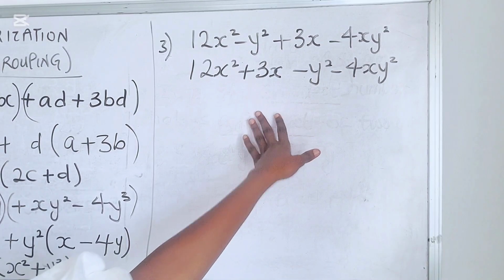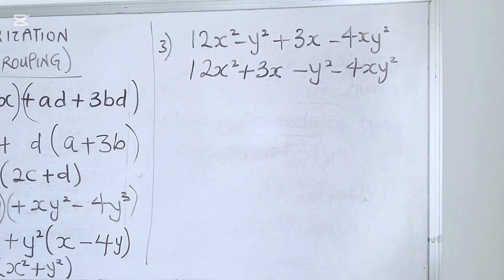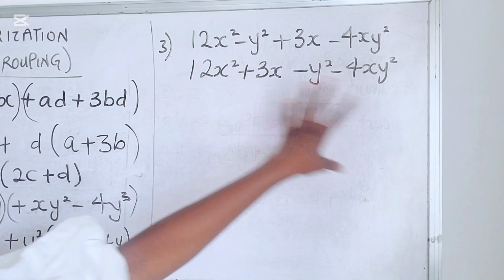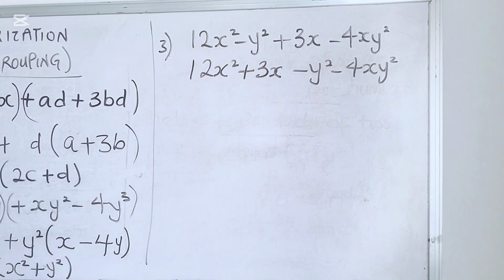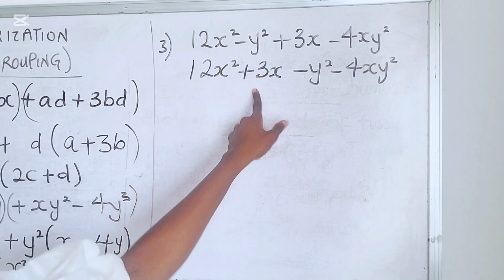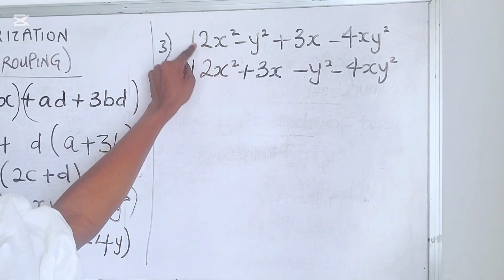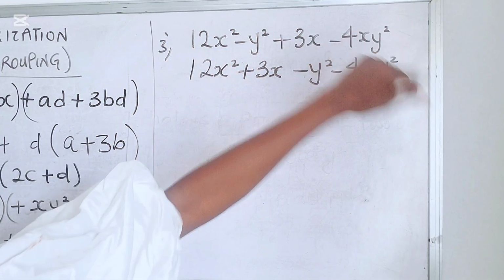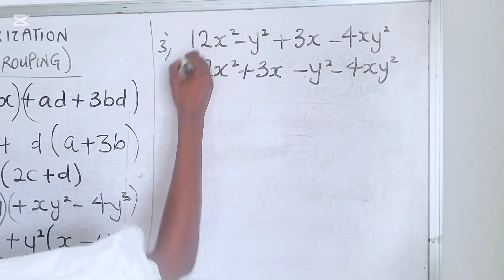I just rearranged it. We didn't have to change anything. We didn't change any sign. Just brought this here to this here so that when we now group it, we have something common. 3 is common. X is also common here. But from our initial question, nothing was common. We couldn't just group it like this, right? So now we can group.